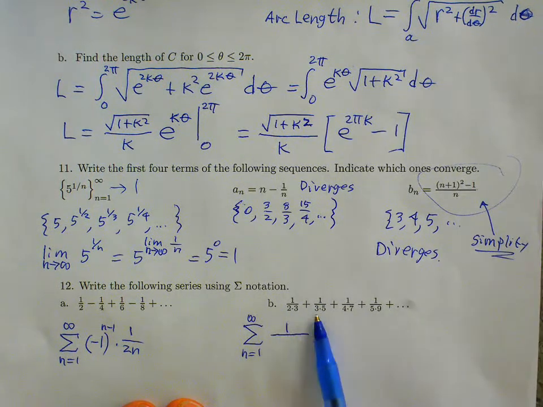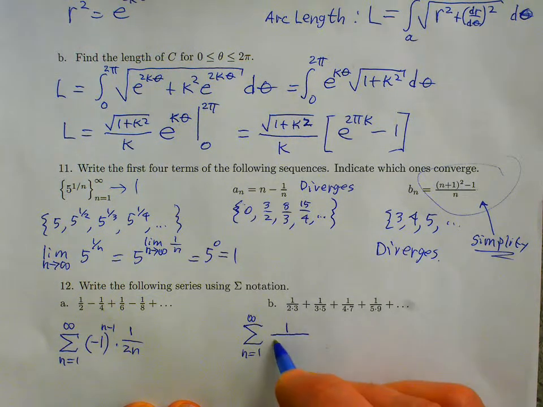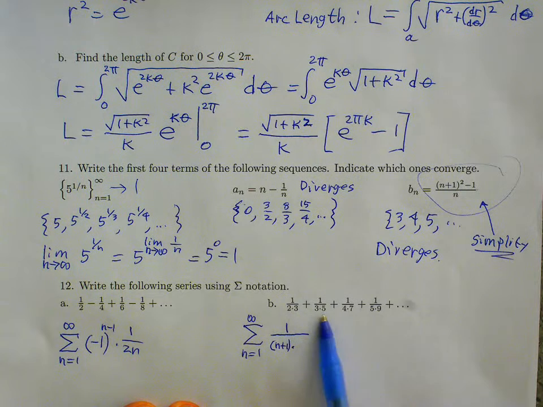The first factor in each of those rational expressions just increases by 1 each time: 2, 3, 4, 5. So if we start at n equals 1, that first factor is just n plus 1, right? And what do the second factors do? 3, 5, 7, 9. Those are just the odd integers.